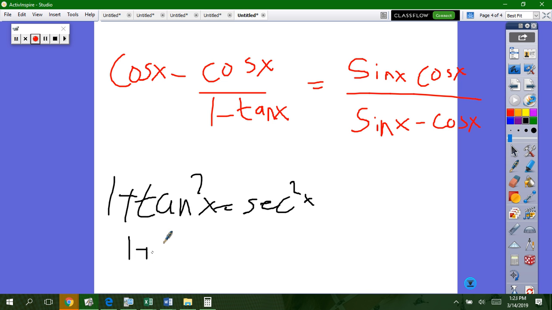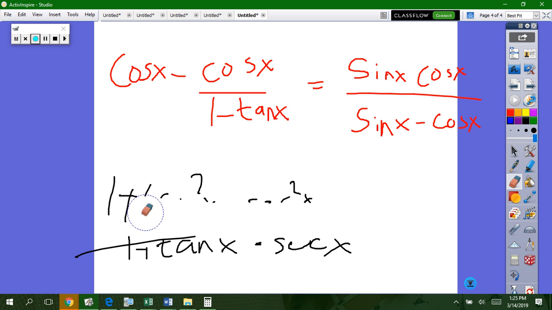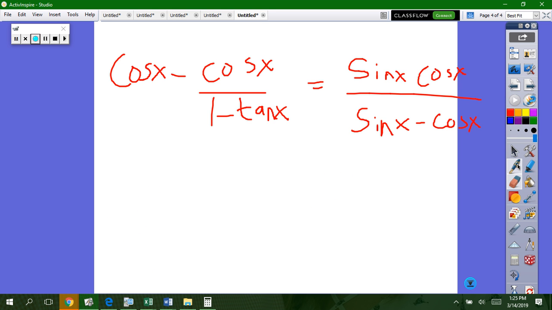I'm assuming you're asking, does 1 plus tangent equal secant? That's your question, right? That is not true. That is not a true statement. Okay? That is fake news. No, ma'am. Still the same thing. Can't do it. You would have to factor them.